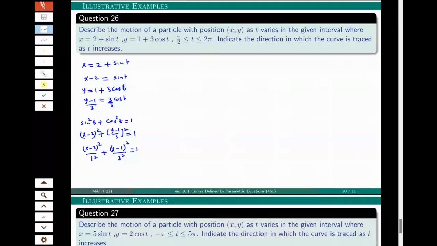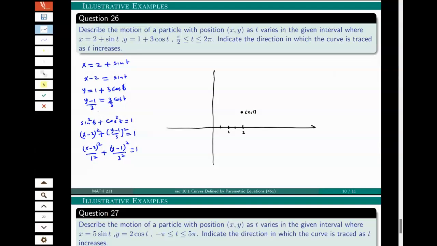this is our xy coordinate system. We have here the center, it's 2 and 1. And let me make it bigger. So I will say this is 1 and that is 2. So I'll say this is 1, that's 2 and 1. So the center, this is 2 and 1 is the center.